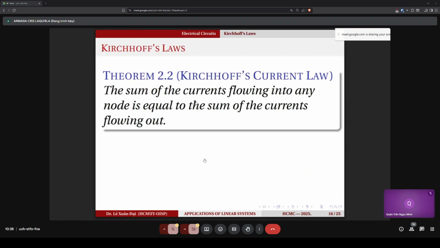Okay, next, theorem 2.2. The sum of the currents flowing into any node is equal to the sum of the currents flowing out. Okay, you have this characteristic also. This is Kirchhoff's current law.